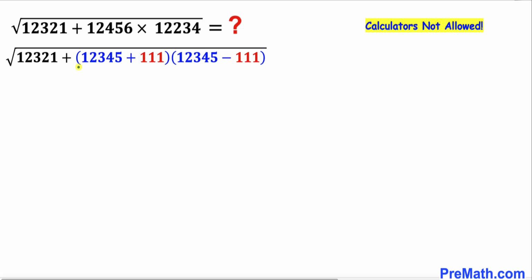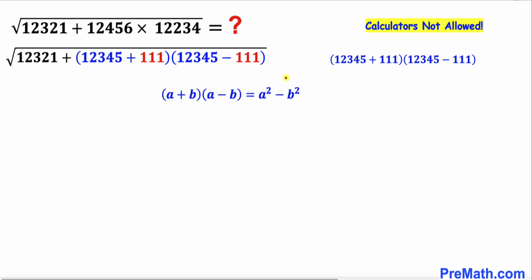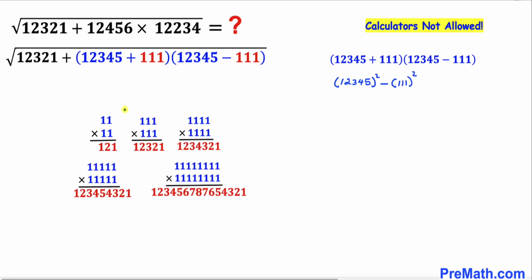And now let's focus on these two parentheses, and here I have copied them down. And now let's recall this famous identity: (a plus b) times (a minus b) could be written as a square minus b square. Let's go ahead and apply over here. So therefore we can write this one as 12,345 whole square minus 111 whole square.